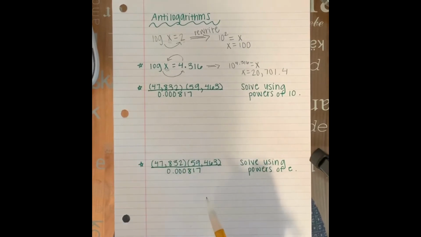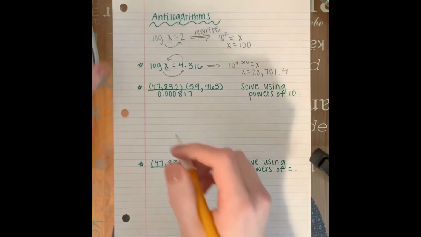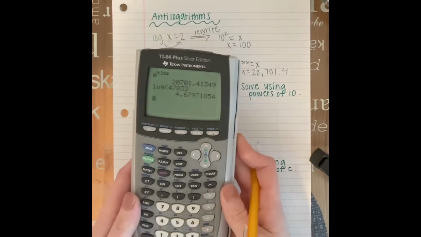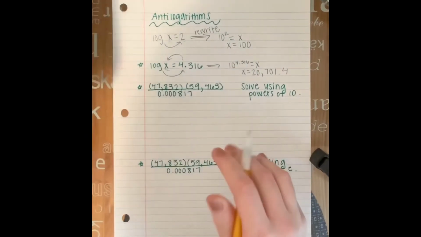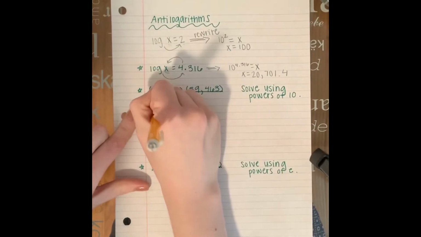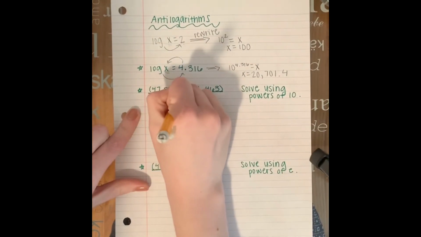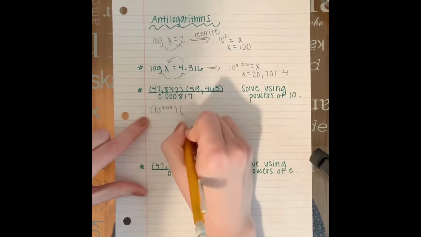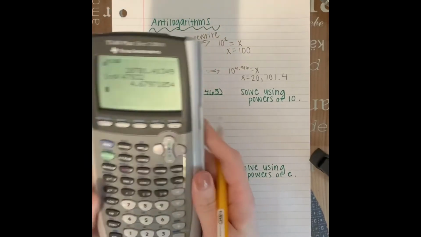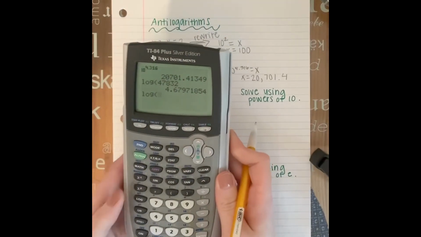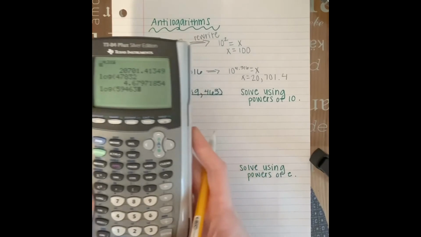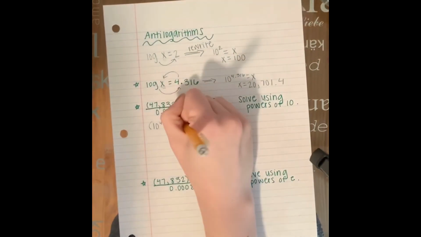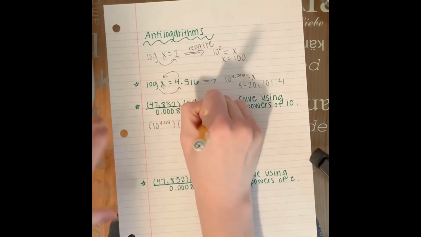what I can get if I do log of 47,832, I'll get an exponent out. So if I do log 47,832, I would get 4.68. What that means is this number can be rewritten as 10 to the 4.68. That's that number. Then if I did the same thing with 59,463, so log of 59,463, I would get 4.77. So this would be 10 to the 4.77.